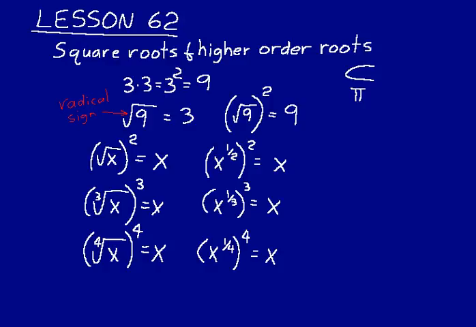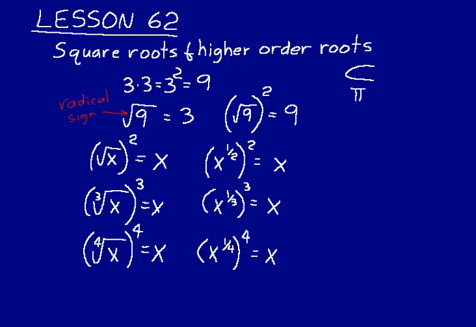And remember our power rule for exponents: when we have an exponent on the outside of the parentheses, we just multiply it by the exponent on the inside. So like in x to the 1/2 squared, we just say 2 times 1/2, which would equal 1. And so that's how we get just an x, or x to the power of 1. Then 1/3 times 3 is 1, 1/4 times 4 is 1.